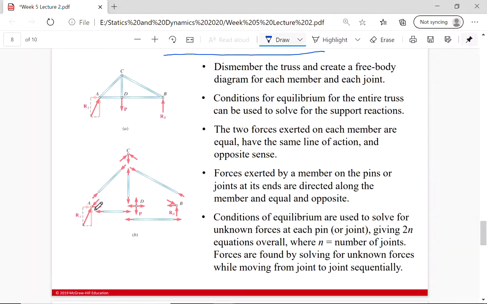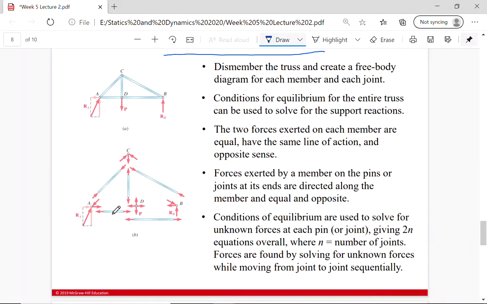So once I take those members out and only look at this joint, I have to include how those members would react at that joint, how they would apply a force at that joint. It would always be along the direction of that member. The 2 forces exerted on each member are equal, have the same line of action, and opposite sense.